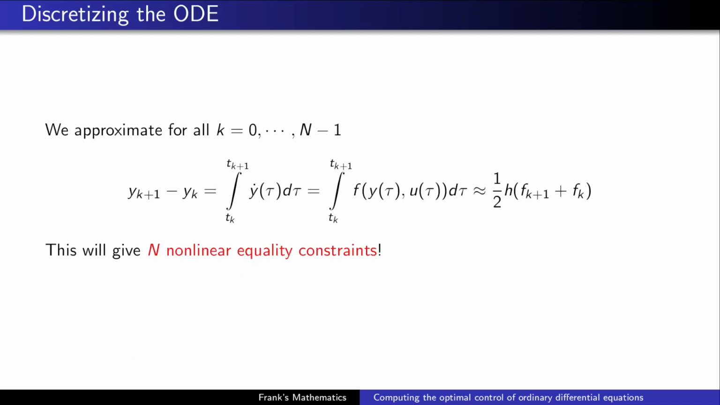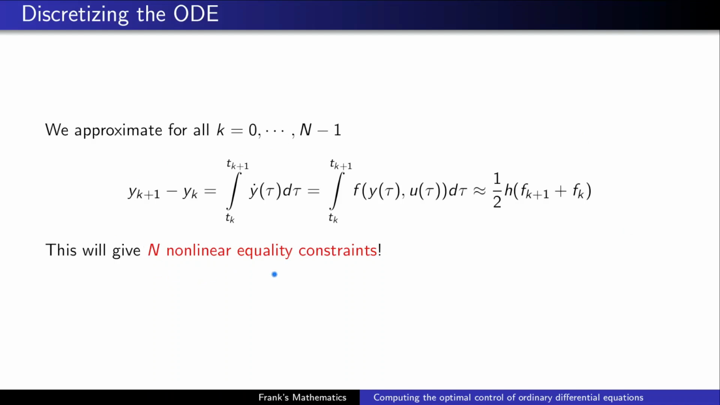Using this approximation rule, we can now approximate our integral on the right-hand side. It's just 1/2 times h, where h is t_{k+1} minus t_k, times f_{k+1}, which is f evaluated at t_{k+1}, plus f_k, which is f evaluated at the point t_k. And we do this for all k from 0 to n minus 1. So over all time intervals, we use this approximation.